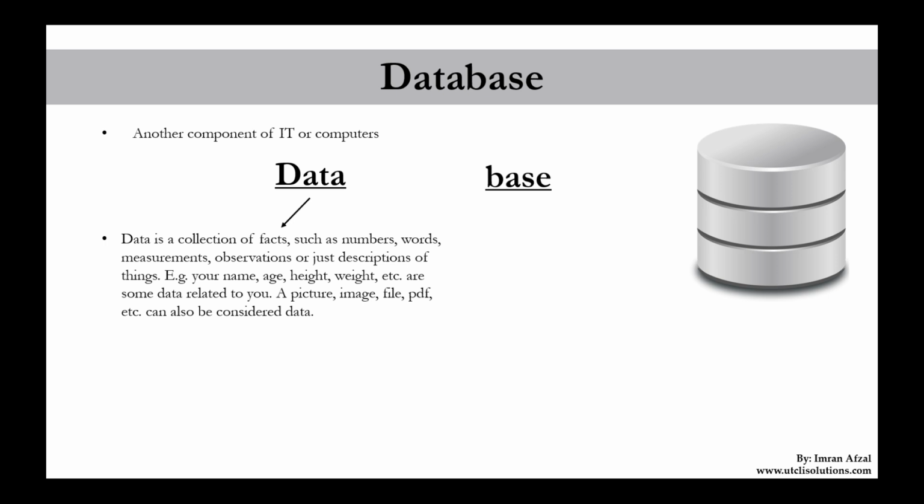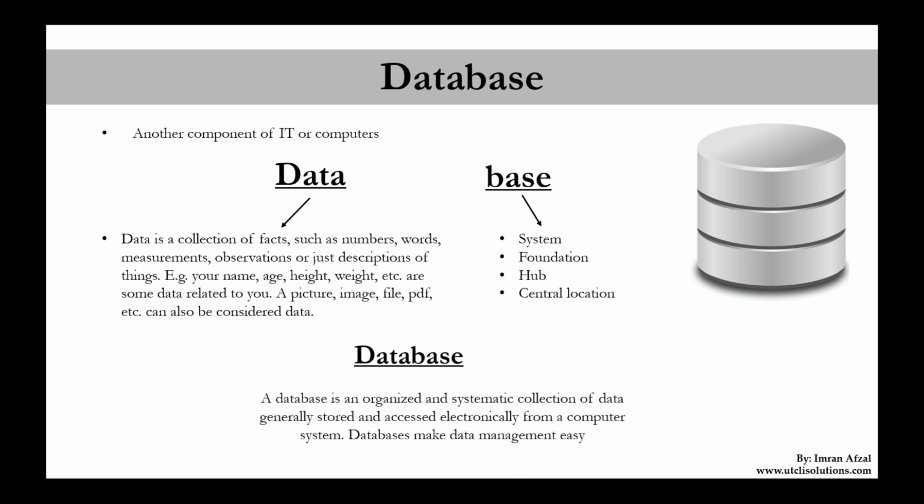A picture, image, file, PDF, etc. can also be considered as data. So now, what is the base? Base is something like a system, a foundation, or a hub, or a central location where all the data come together. So now, let's look at the database definition. A database is an organized and systematic collection of data, generally stored and accessed electronically from a computer system. Databases make data management a lot easier.